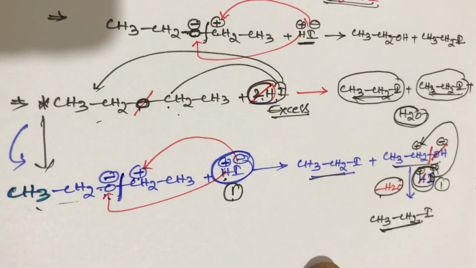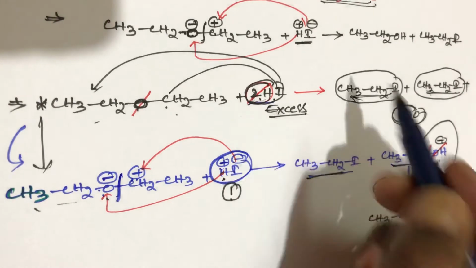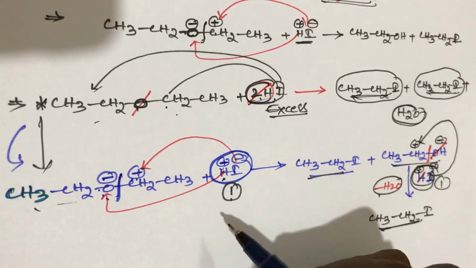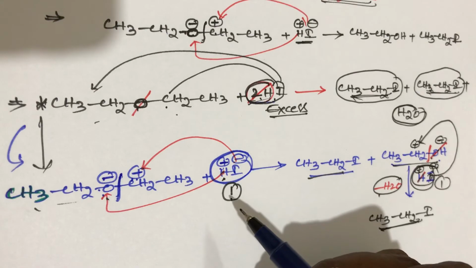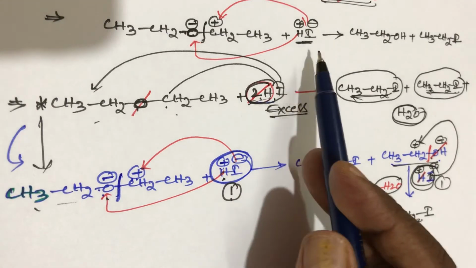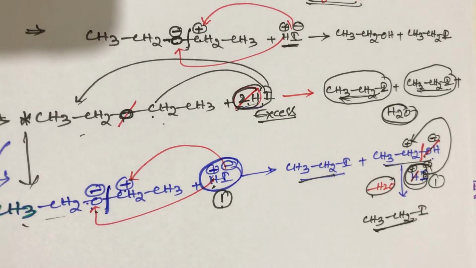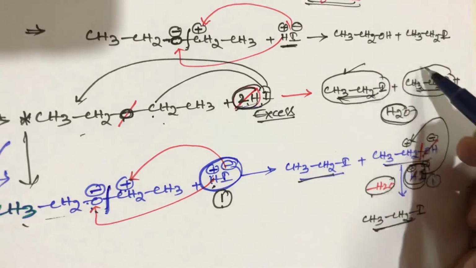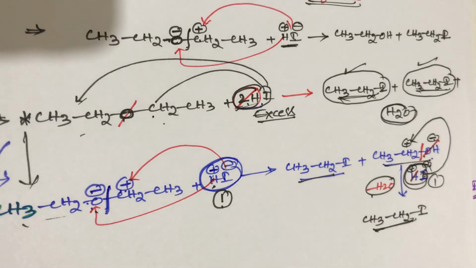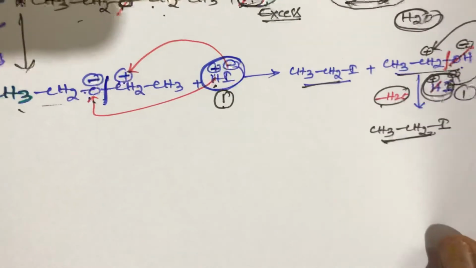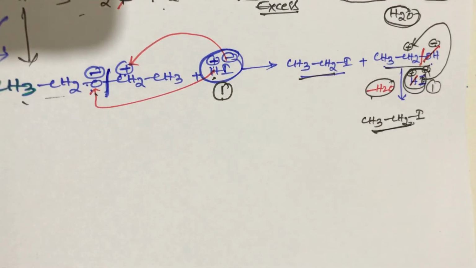So, this is the simple trick for this overall reaction. When diethyl ether reacts with excess of HI, we get ethyl iodide. 2 moles of ethyl iodide will be formed. I will give some examples.